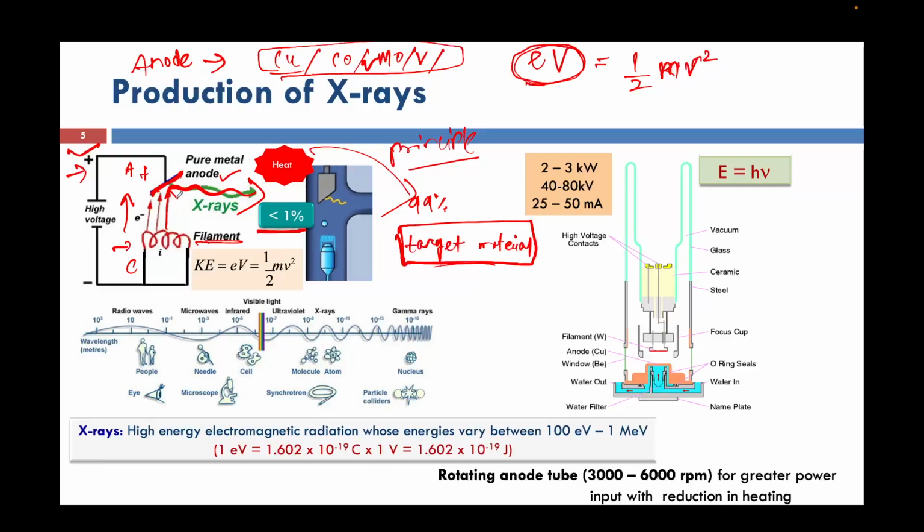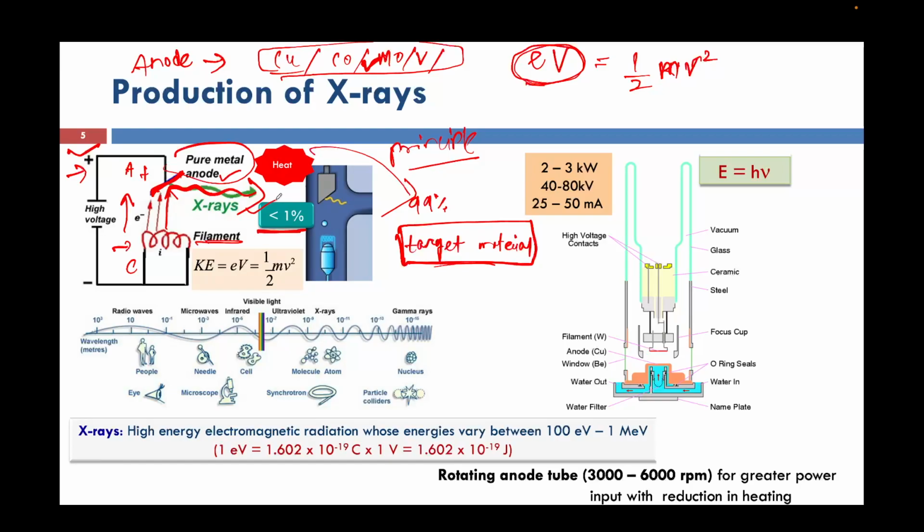If I am saying that I am using molybdenum X-ray, that means my anode is made up of molybdenum and it's a pure metal anode, right? So it's a solid anode. This is the conventional X-ray, but nowadays liquid metal anodes are also available to increase its efficiency.